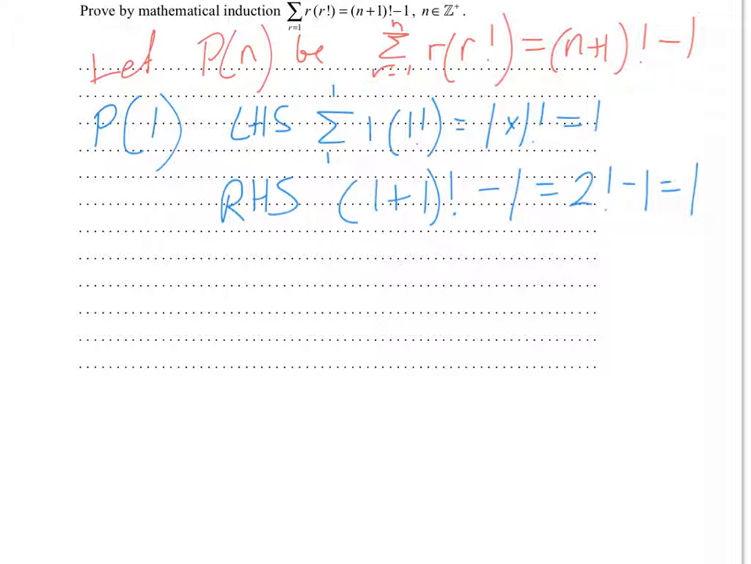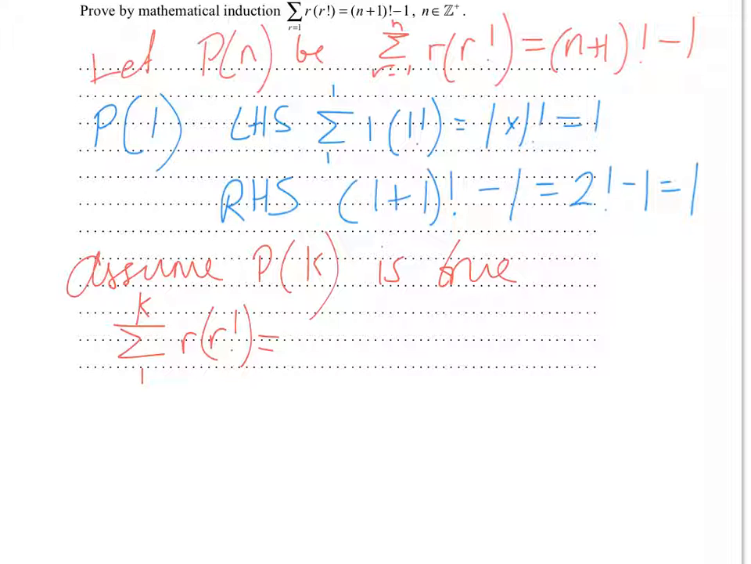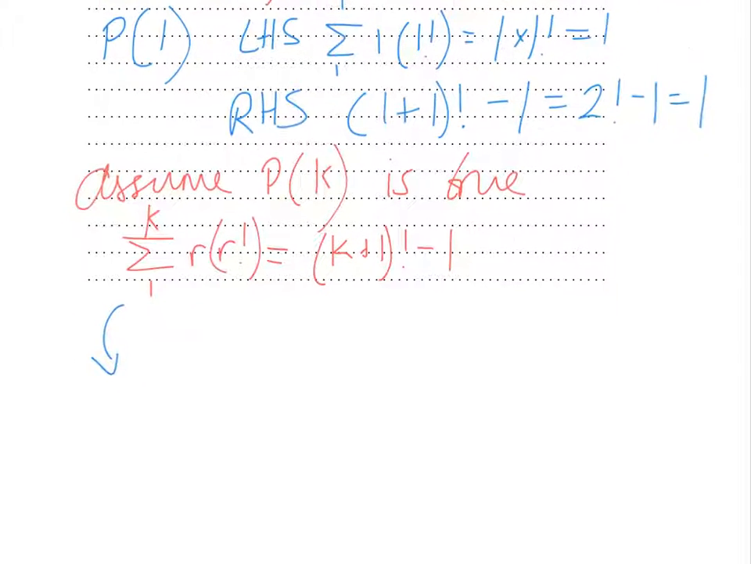That's the easy bit. The next bit is the induction step, which is where the meat of the work is, and correspondingly the meat of the marks. Assume P of k is true, i.e. that the sum from 1 to k of r times r factorial is equal to k plus 1 factorial minus 1. And I want to evaluate the veracity of P of k plus 1. So I need to get to the next term in the sequence.